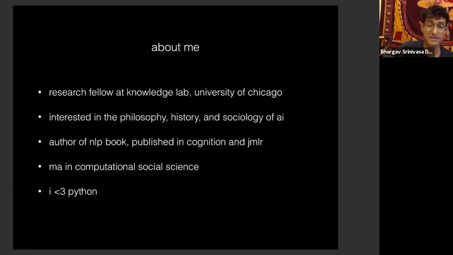So a little bit about me before we get started. I'm currently a research fellow at the Knowledge Lab, which is a lab here at the University of Chicago. I'm interested broadly in the philosophy, history, and sociology of AI and its development. A little bit of what I've done in the past. I've authored a book on NLP and computational linguistics with Python. I've published in cognition, machine learning research, computational linguistics, and related stuff.